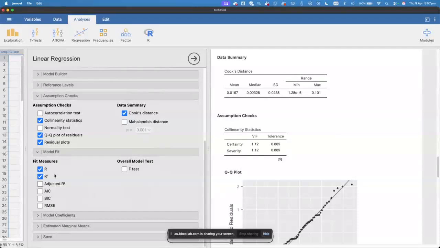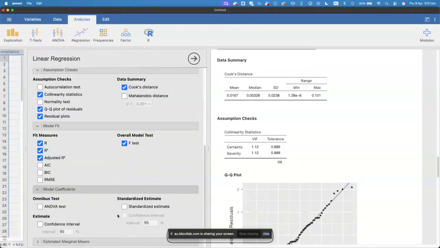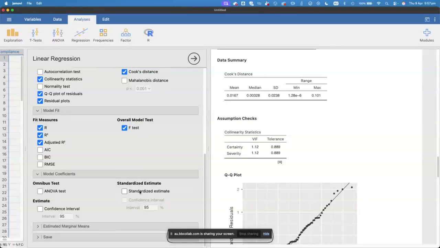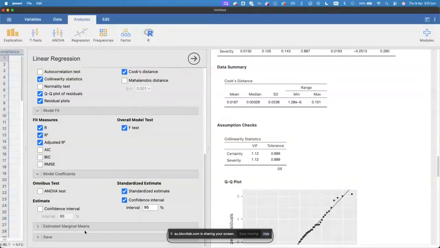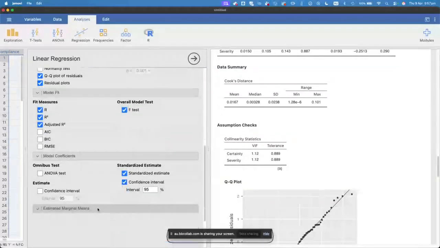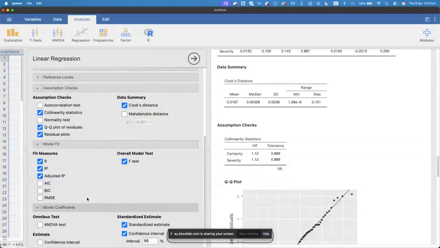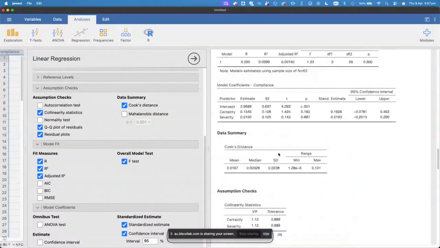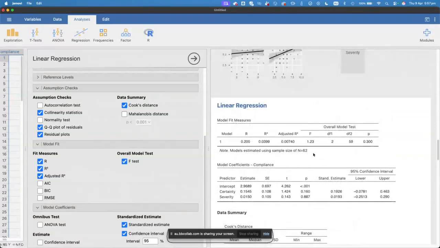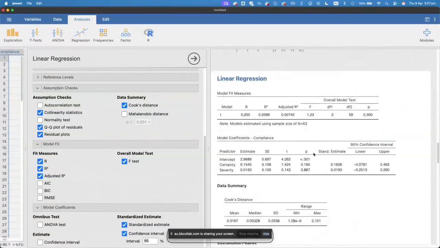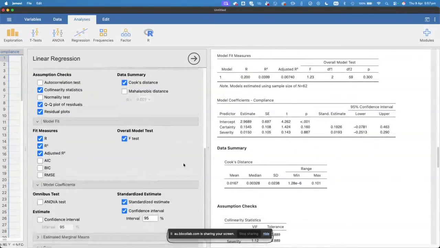We want to look at whether our model has a good fit to our sample through R squared and through the population through adjusted R squared. Overall model test with F test, and model coefficient, we want standardized estimate and confidence intervals. These are all covered in the lecture as the assumptions that we are looking to test for when we're running multiple linear regression analyses.